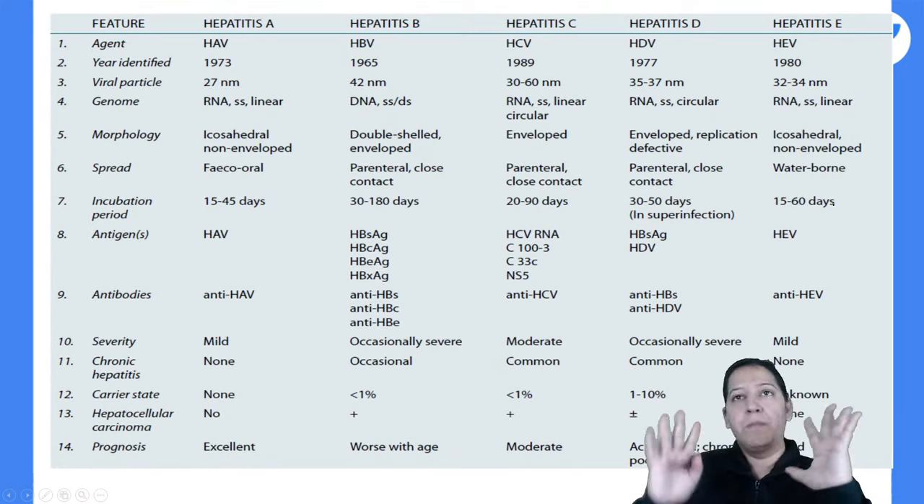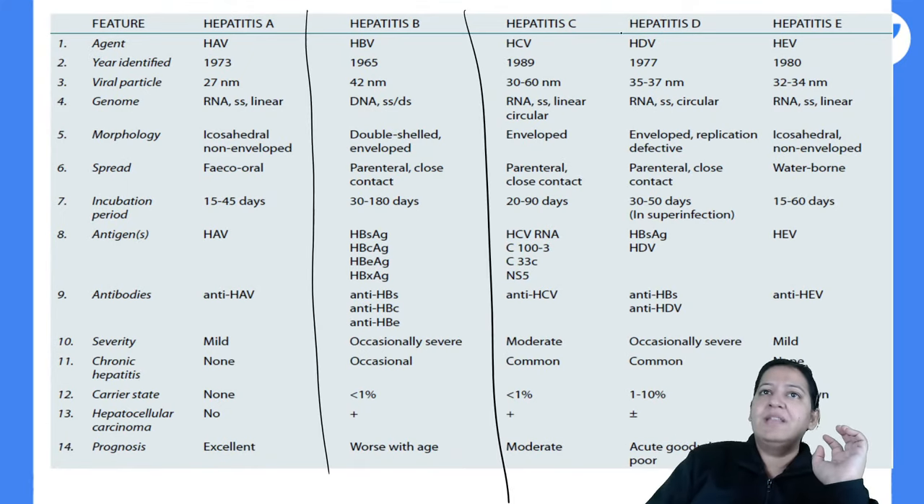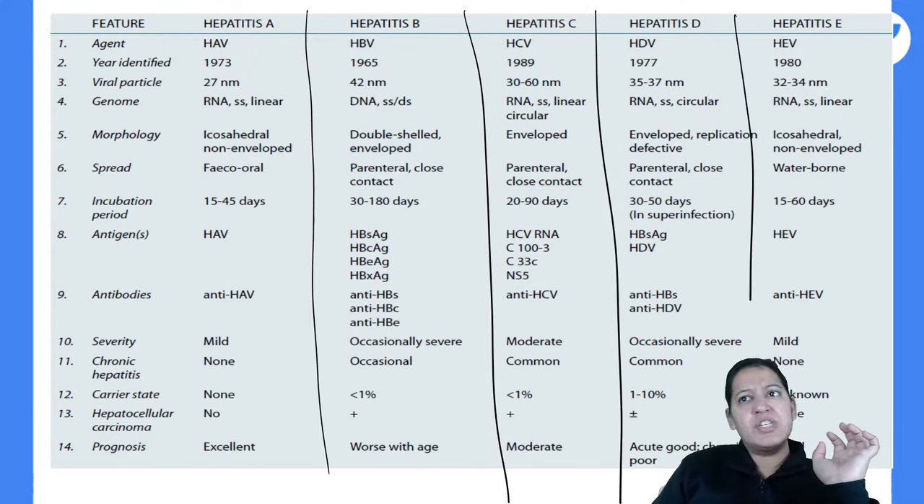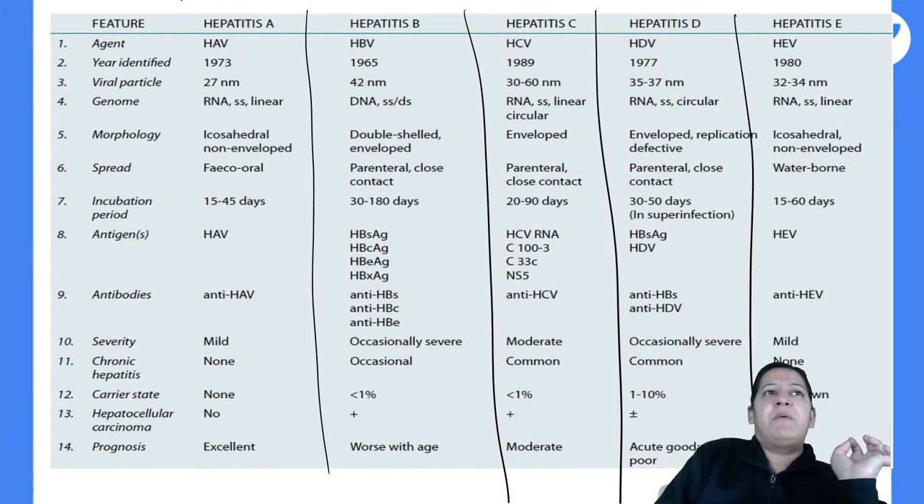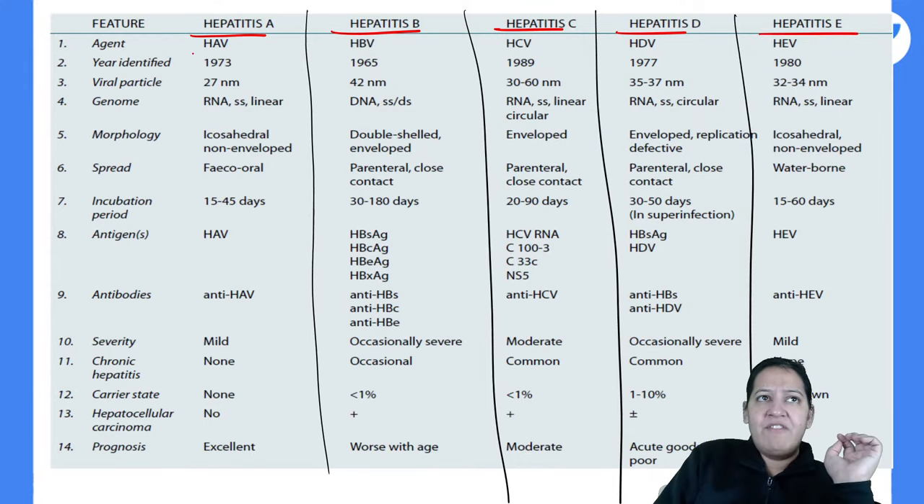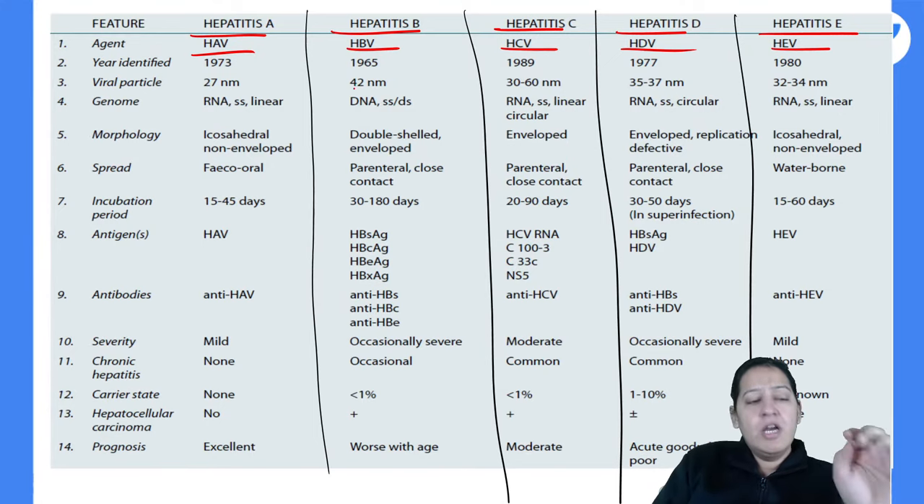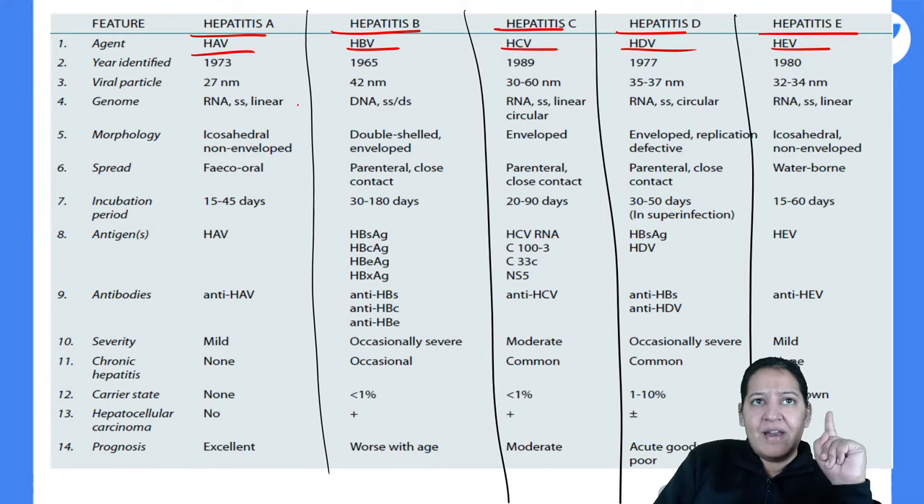So see this table. Most of the points in this table I have already explained to you. Let me read this table and then come to the details. Many questions are asked from these basics. So what are the basics here? You can see the five types of hepatitis: hepatitis A, B, C, D and E. These are the viruses causing hepatitis A, B, C, D, E respectively. You can see, only hepatitis B virus is DNA, and the rest are all RNA.